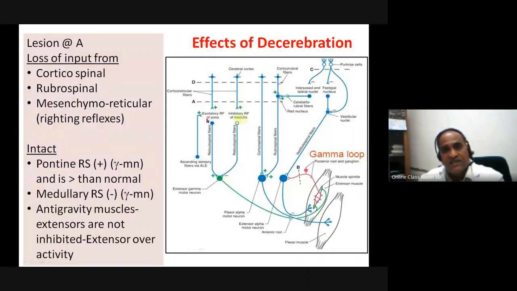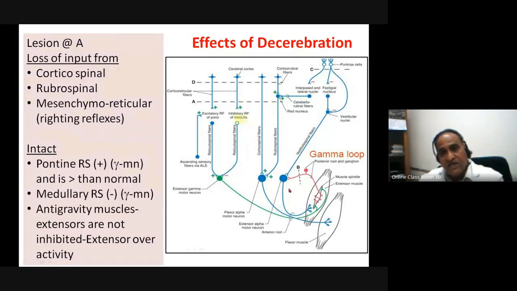from the excitatory inputs from the ascending anterolateral column sensations. The anti-gravity muscles and extensors are not inhibited. So these gamma motor neurons of the extensor are not inhibited, and this would enhance the activity of the muscle spindle, and that would enhance the activity of the extensor muscle. And this was shown by the experiments.